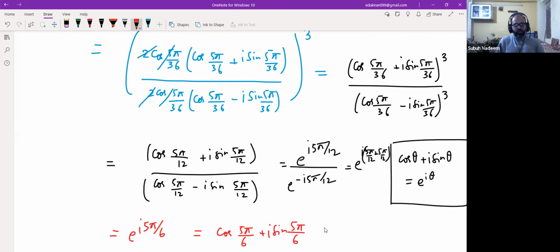So again, Euler to polar. Cos 5 pi by 6, that is cos of 150 degree, which is minus cos 30 degree, minus root 3 by 2. And sine of 150 degrees is sine 30 degree, which is half. So plus iota by 2. So this will be our answer. So let us check the answer. Yeah, this is what they are doing.